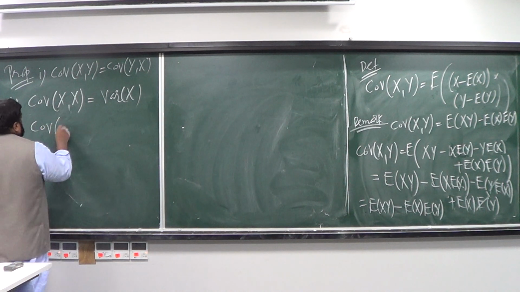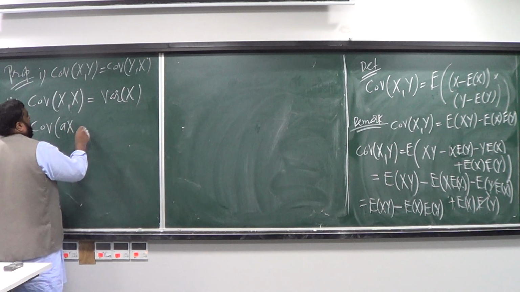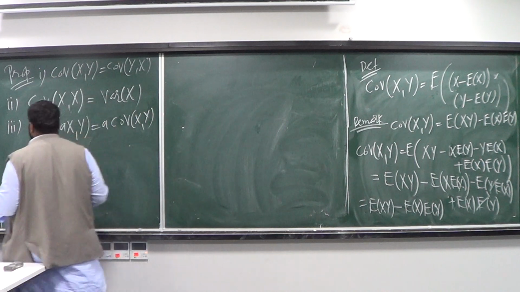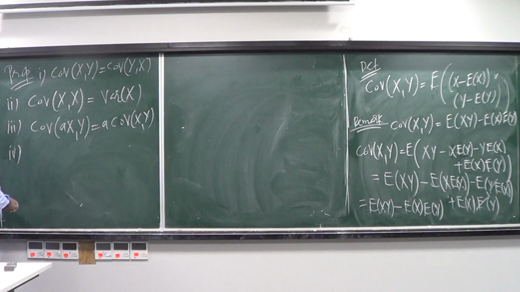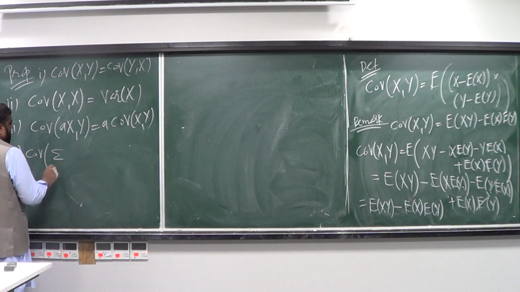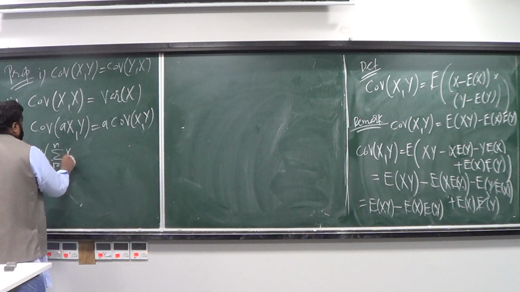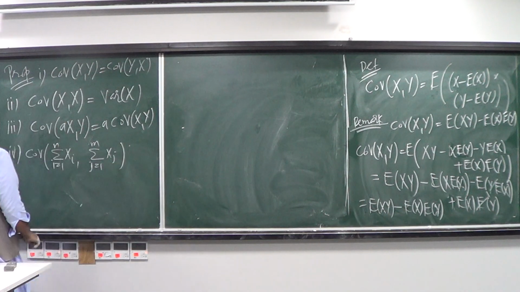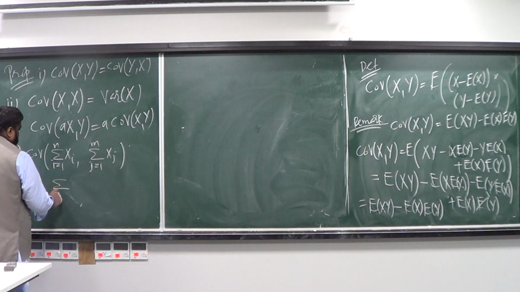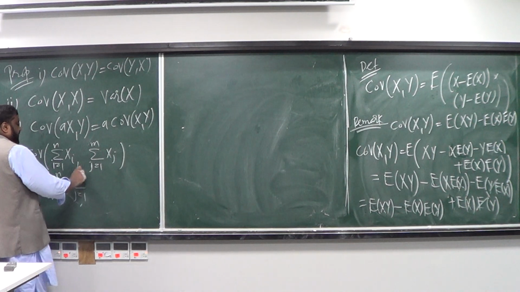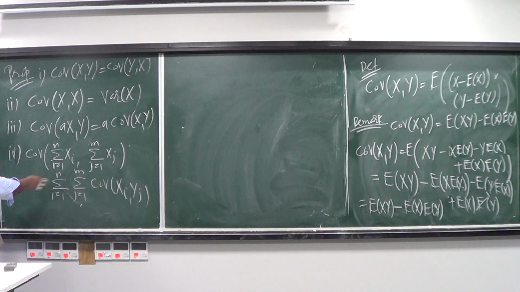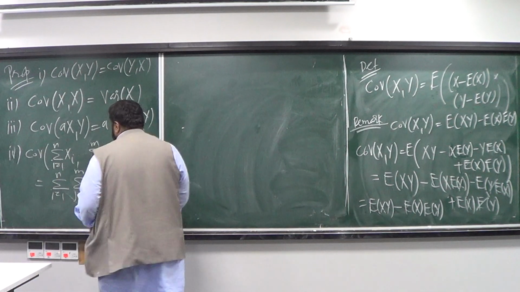So this is the second important thing. The third: the covariance of a constant a multiplied with x, and y, is the same as a times the covariance of xy. And the fourth: the covariance of the sum over i equal to 1 to n of xi, and the sum over j equal to 1 to m of yj, is equal to a double sum, i from 1 to n and j from 1 to m, of the covariance of xi and yj. So the covariance of the sum is the sum of the covariances. It is a kind of linearity property of the covariances. These are the basic properties of it.